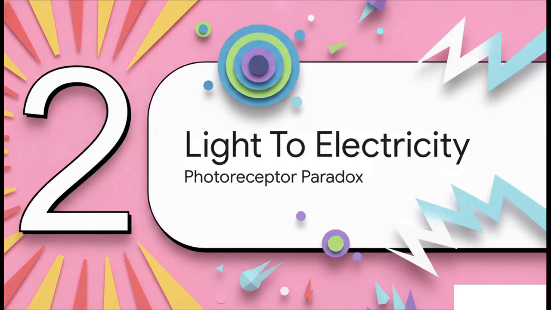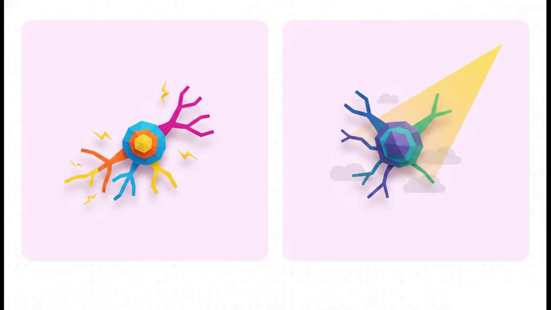Moving right along to Section 2, translating light to electricity, or what we can call the photoreceptor paradox. This is where the timeline really kicks off. Okay, here is a genuinely bizarre biological plot twist. In most normal sensory neurons across your entire body, stimulation causes the cell to depolarize. It essentially turns the cell on. But retinal photoreceptors, they do the exact opposite.